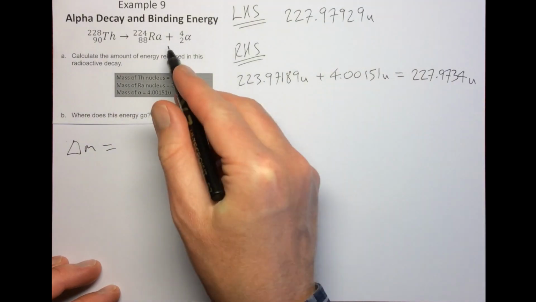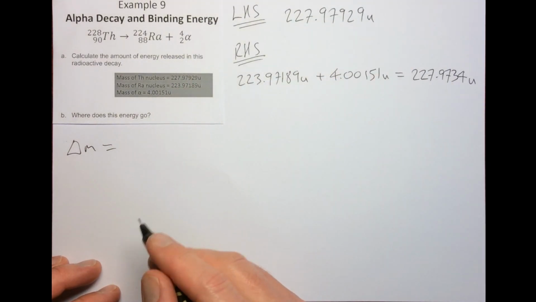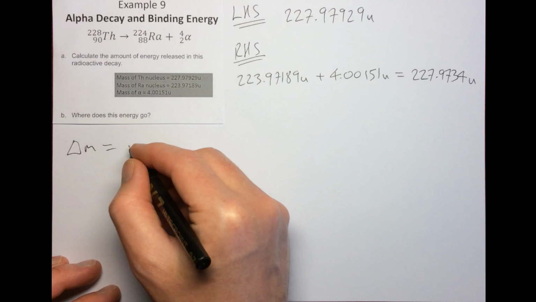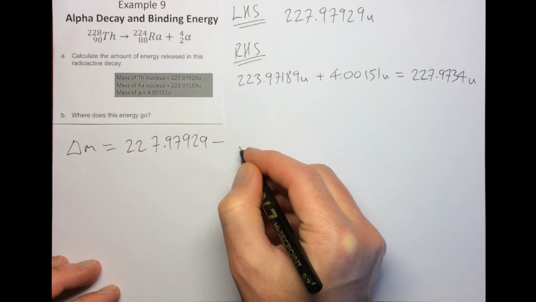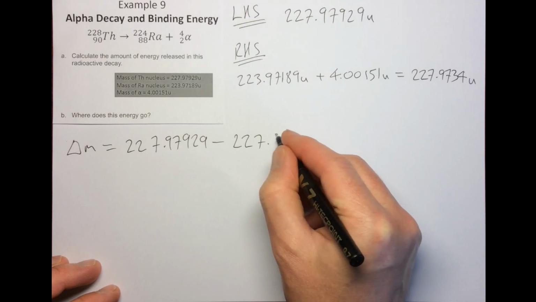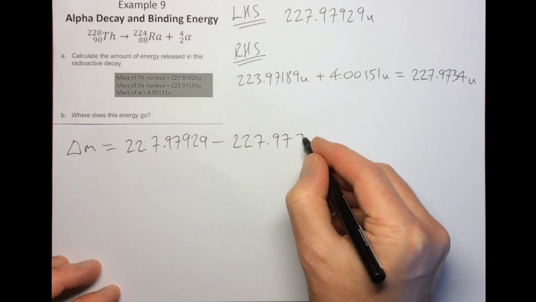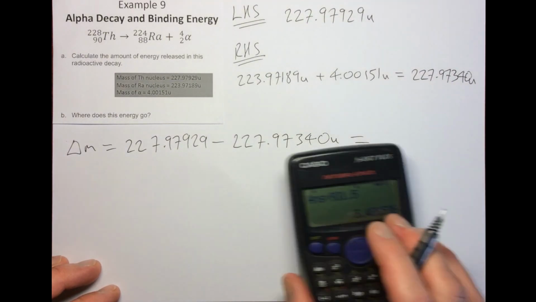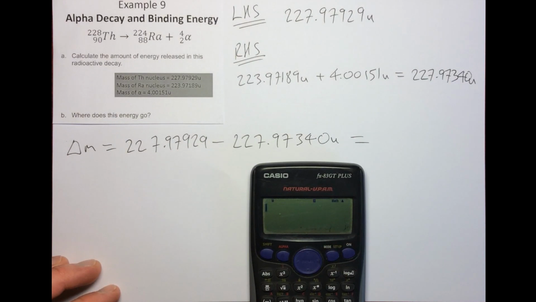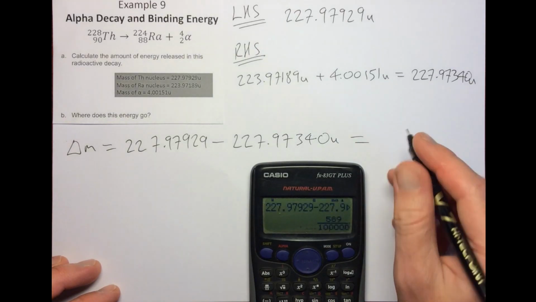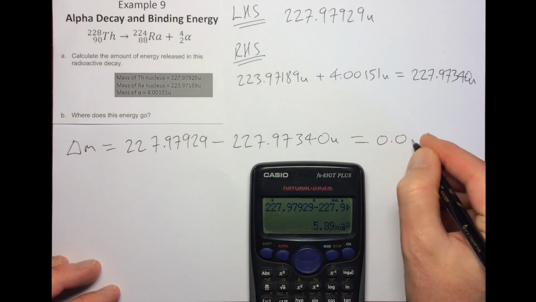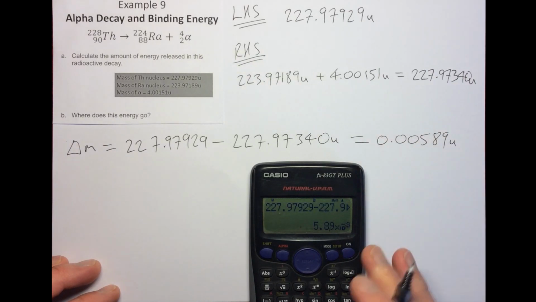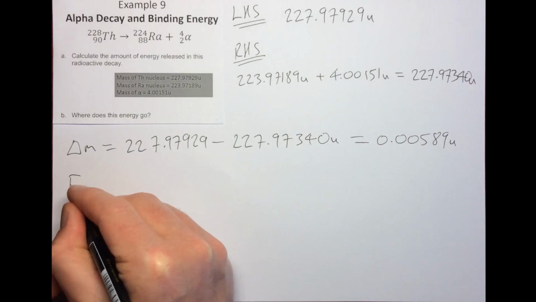Okay, and then we can work out now the mass defect. You can see the mass of the product is less than the mass of the original nucleus. To work out the mass defect, we just take away the final mass from the original mass. And there must be a 0 on the end of that. That's going to give us our mass defect, which will come out as 227.97929 take away 227.97340, and that's going to be 0.00589 U.